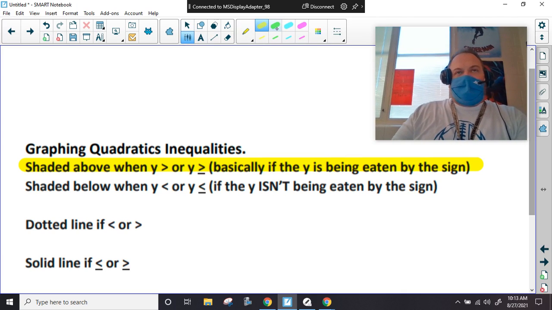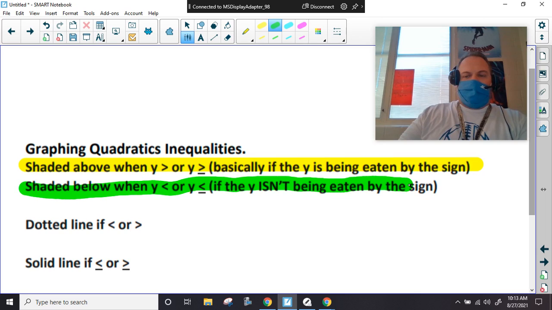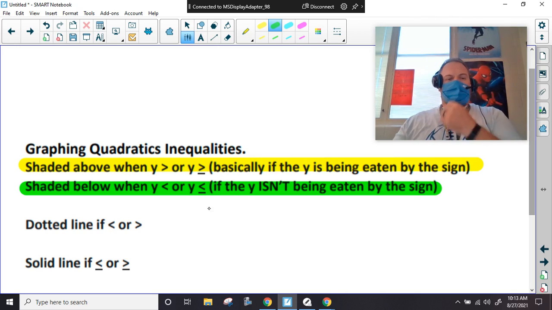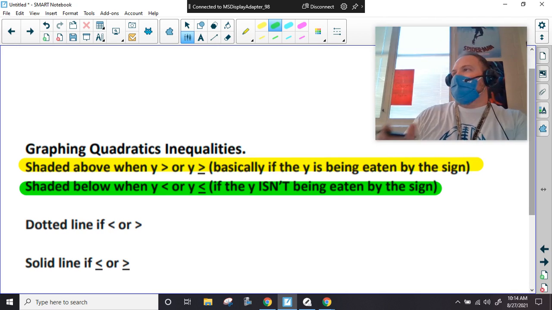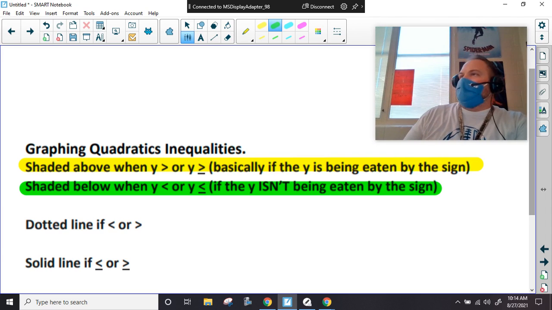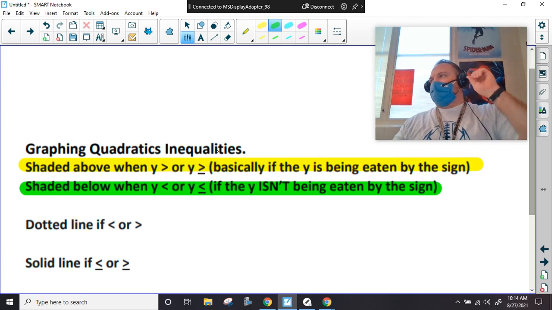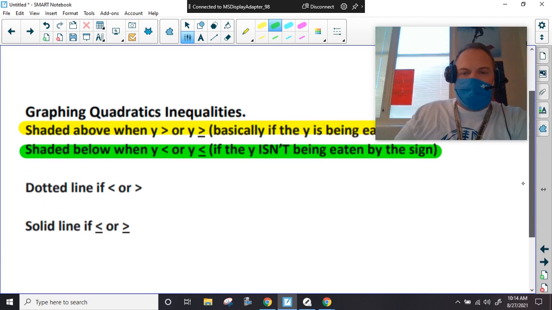Now it's going to be shaded below the graph when the y is not being eaten. So it's shaded below when the y isn't being eaten. Again, these definitions don't make sense, but when we start doing them, it will. Hopefully, I can trigger something from what you've done before with graphing linear inequalities.